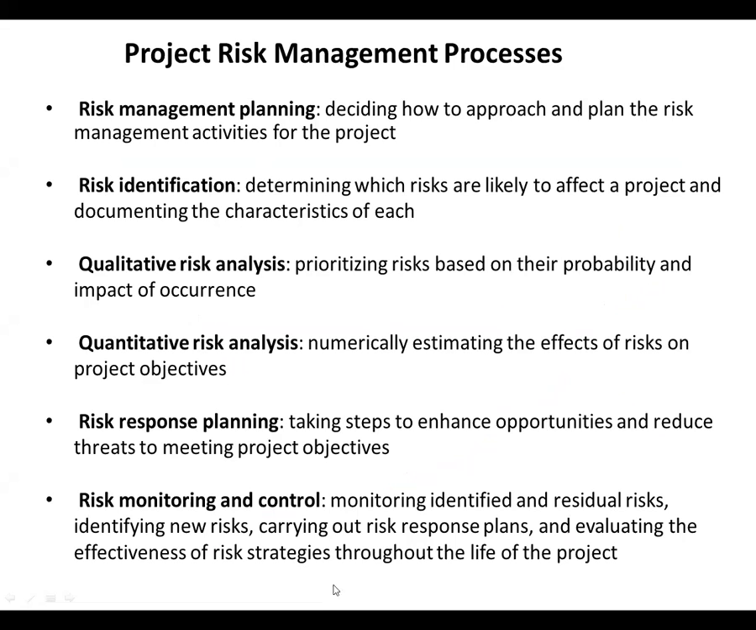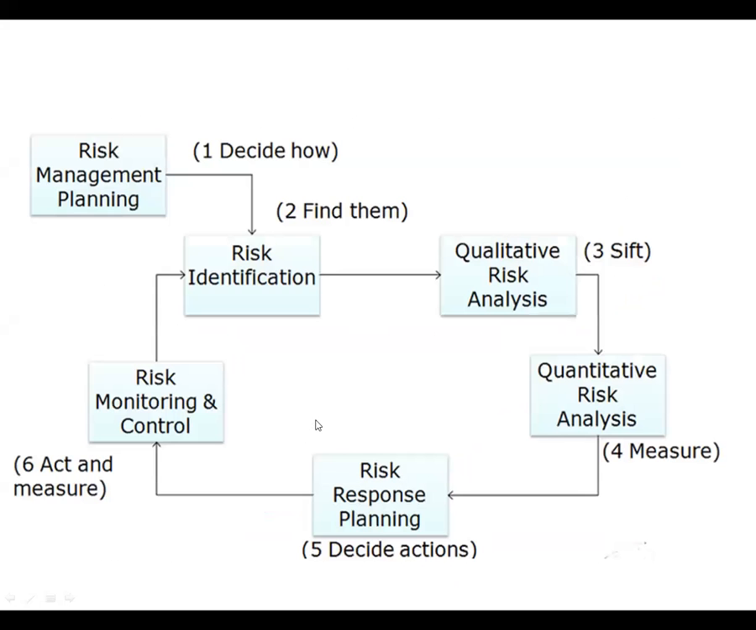So these are the main processes in risk management. We discussed until quantitative risk analysis, so today we'll be discussing risk response planning and risk monitoring and control. Risk management planning is what we do in the first place, where we decide how we are going to manage risk. Then we find what risks are available. The third step is qualitative risk analysis. Risks are analyzed qualitatively and quantitatively.